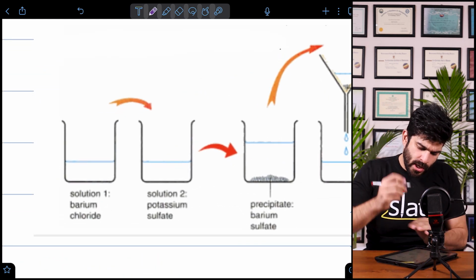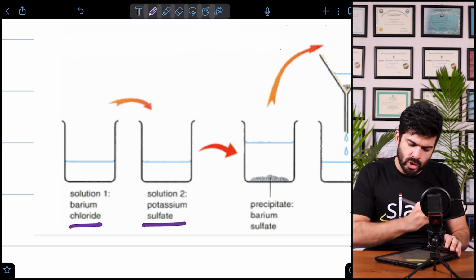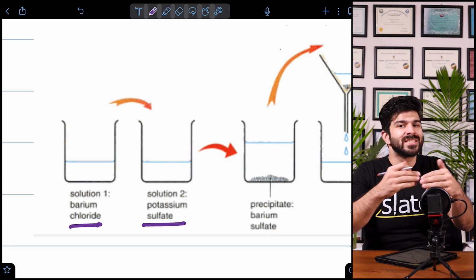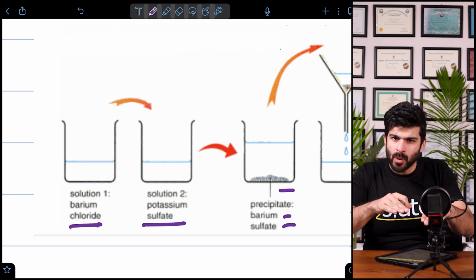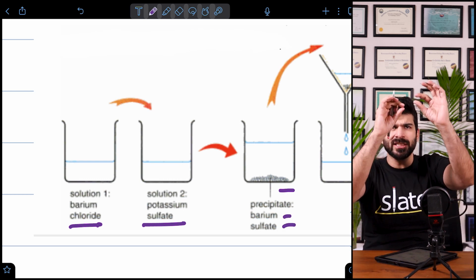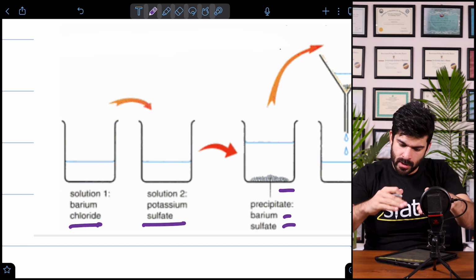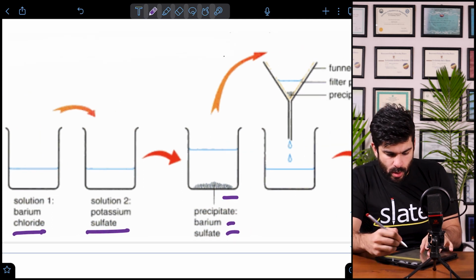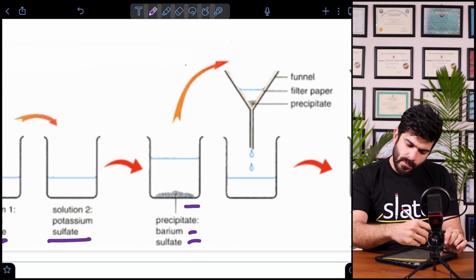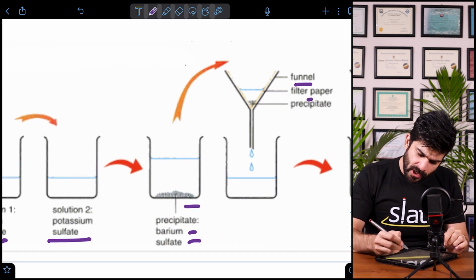Step 1. You have a solution of barium chloride, you have a solution of potassium sulfate. You mix the 2 solutions and the precipitate of barium sulfate will settle down because it's a solid. They will initially stay at the top, but they will settle down. But now our purpose is to get the salt. What will we do? We'll do filtration here. Filtration using a funnel and filter paper.